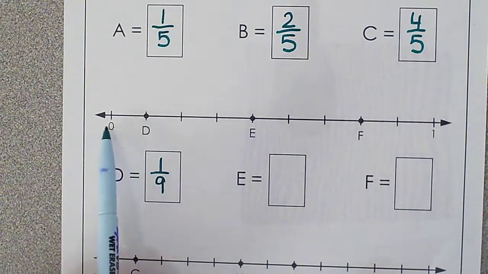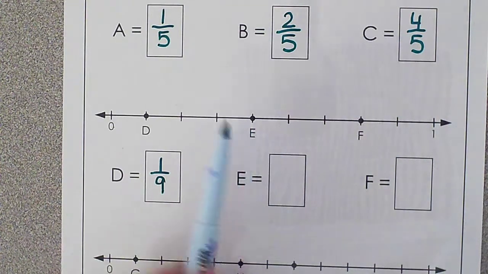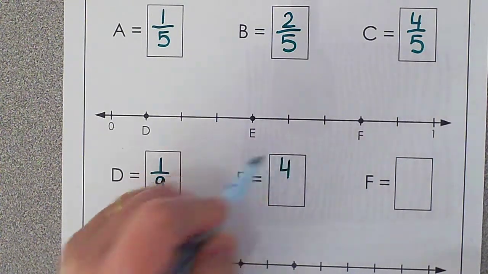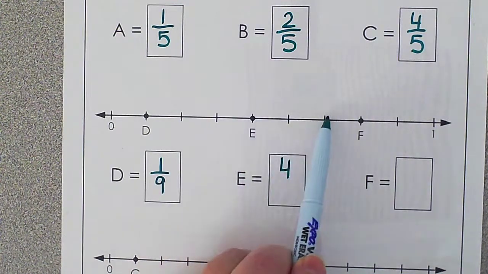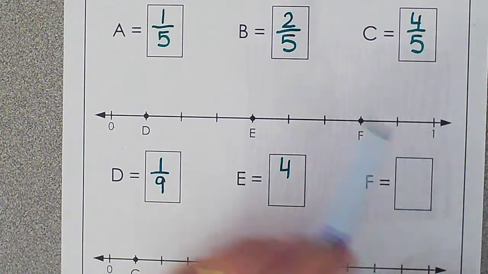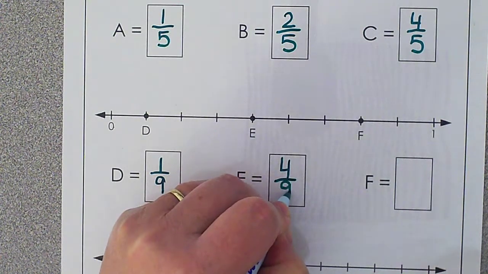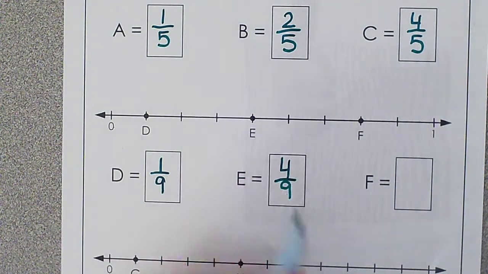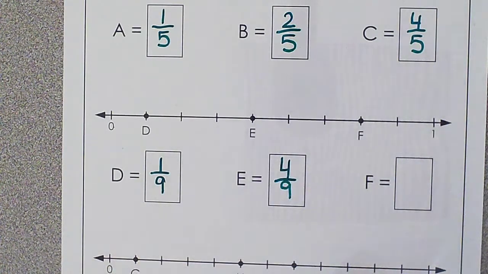Point E. 1, 2, 3, 4. My numerator is 4. 1, 2, 3, 4, 5, 6, 7, 8, 9. So for all of these fractions for this particular number line, my denominator is going to be a 9. My fraction for E is 4/9.